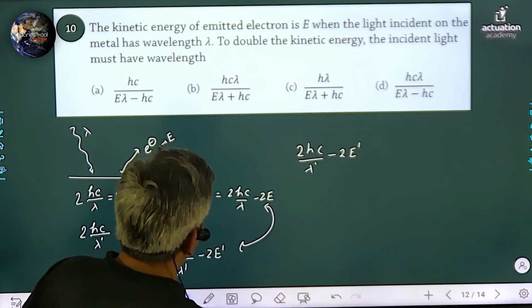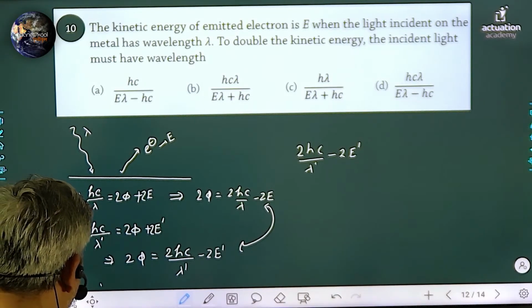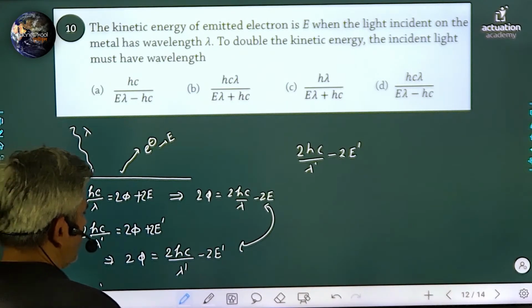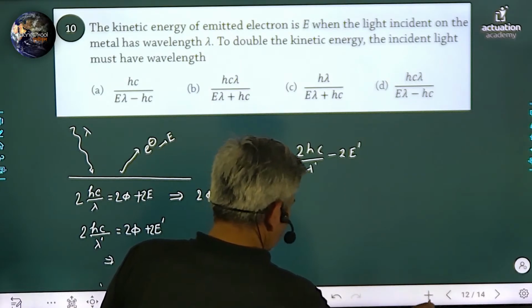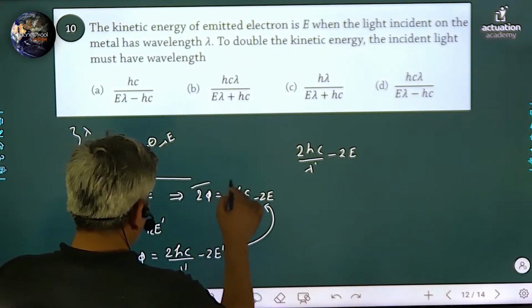The new energy must be twice. Okay, let me, I think I have missed out something here.